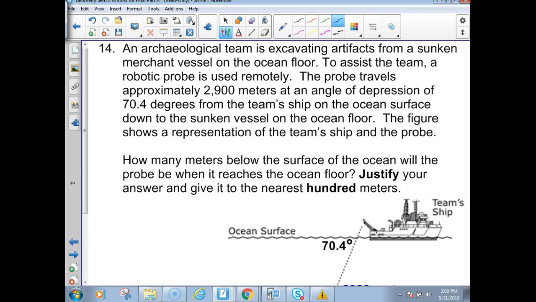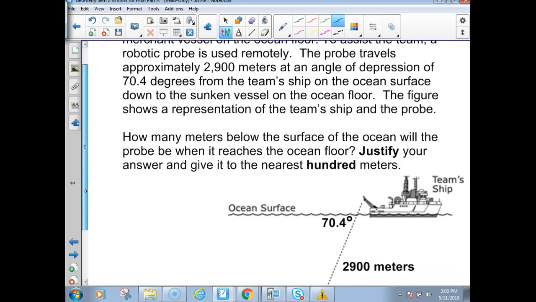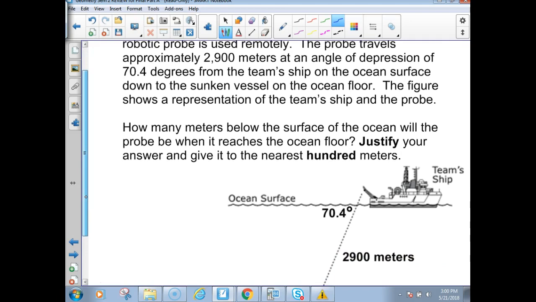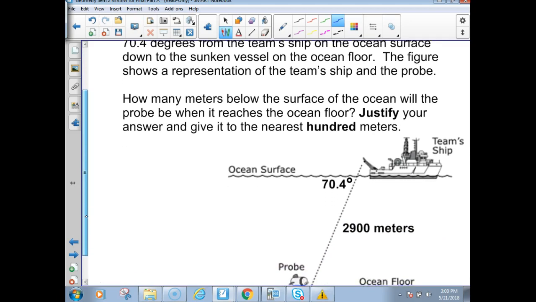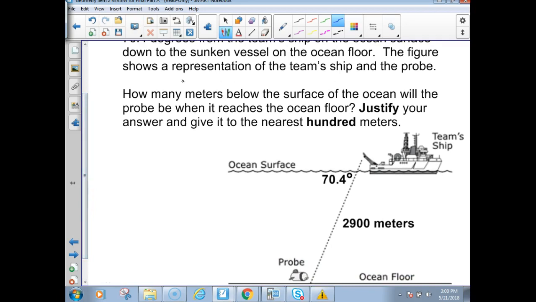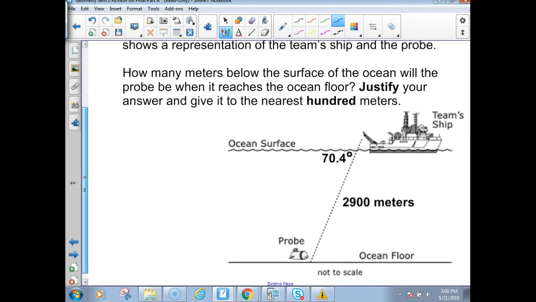An archaeological team is excavating artifacts from a sunken merchant vessel on the ocean floor. To assist the team, a robotic probe is used remotely. The probe travels approximately 2,900 meters at an angle of depression of 70.4 degrees from the team's ship on the surface of the ocean down to the sunken vessel on the ocean floor. It's a lot of extra words. The probe shows a representation of the team's ship. Now, it's asking us how many meters below the surface of the ocean the probe will be.